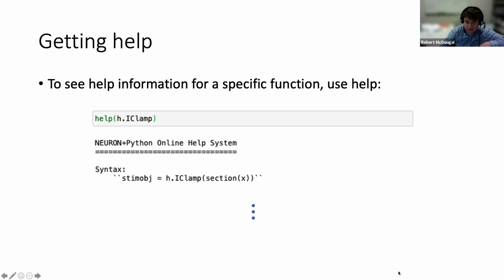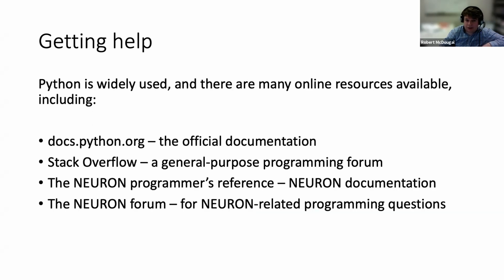I can also get help on a specific thing. So I can say help of h.IClamp, which you may or may not know is a current clamp. And then it'll print out a whole bunch of documentation about the current clamp, and it's basically whatever existed on the Read the Docs page at the time your version of Neuron was generated. And there's a ton and a ton and a ton.